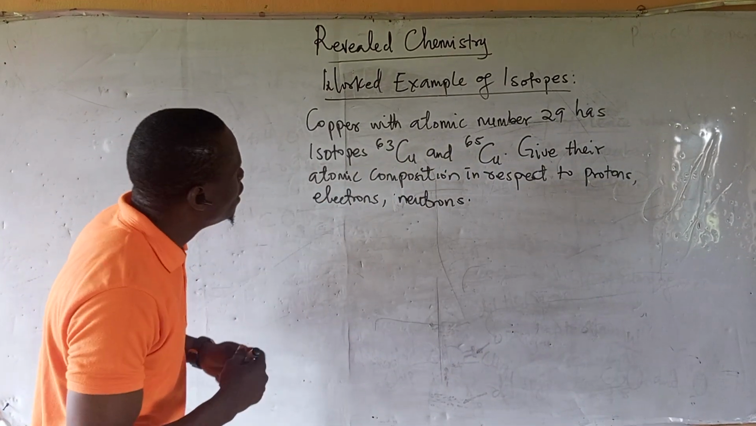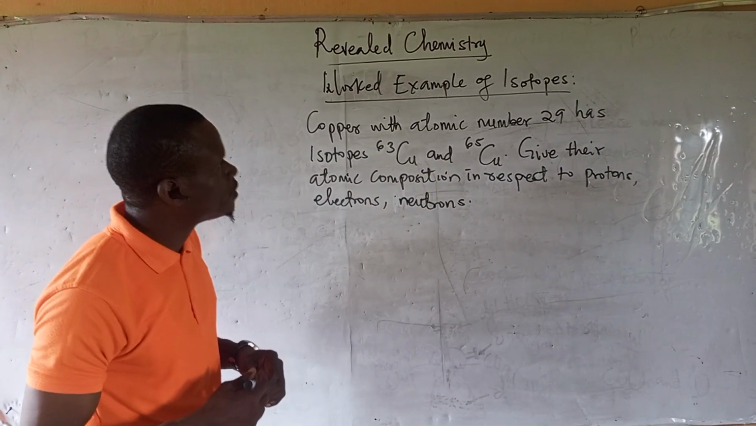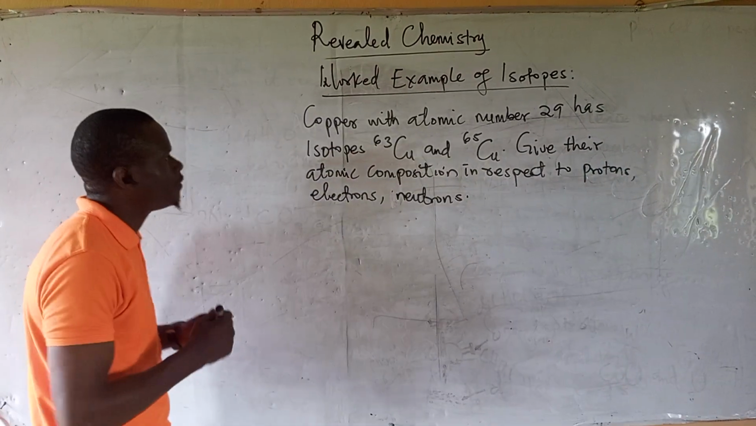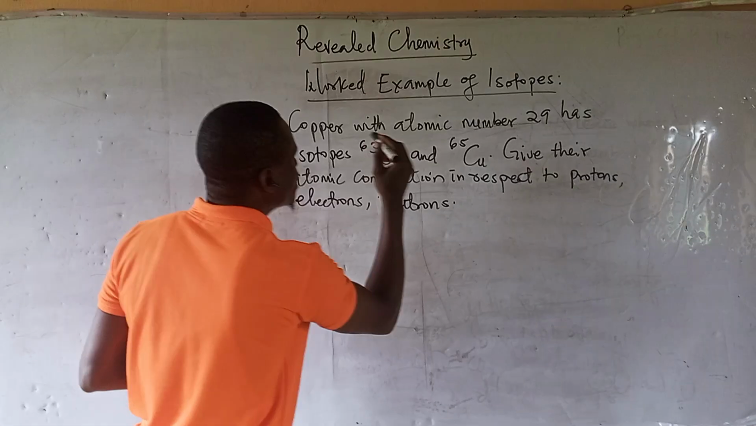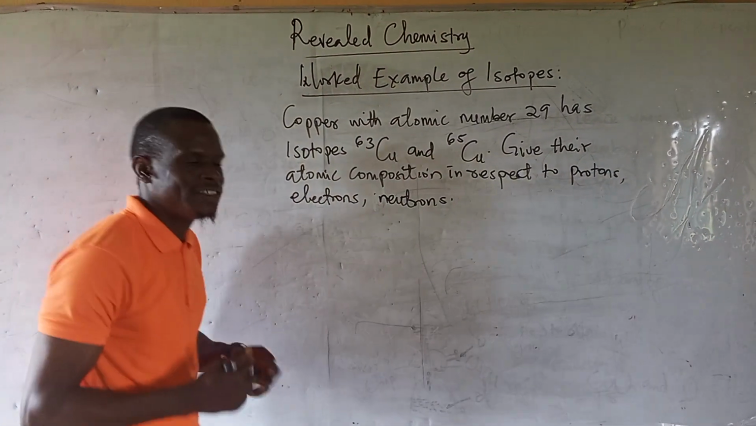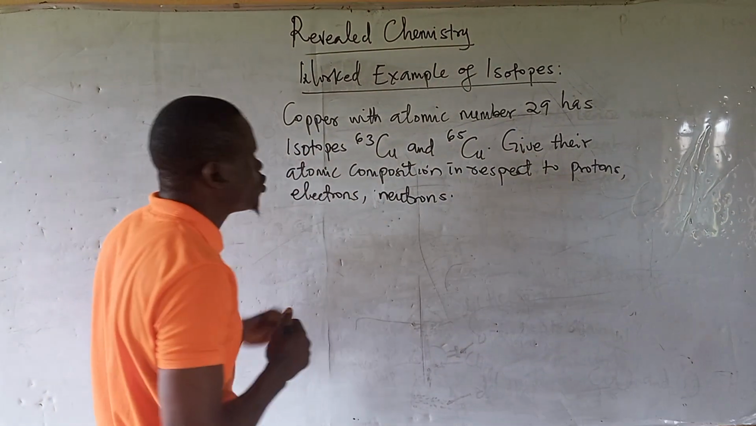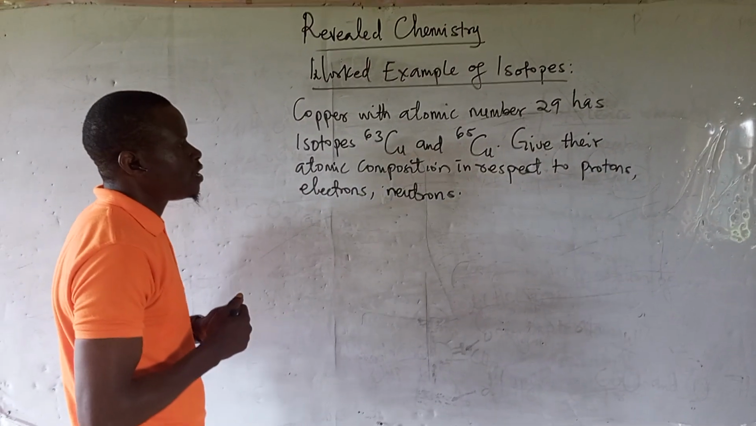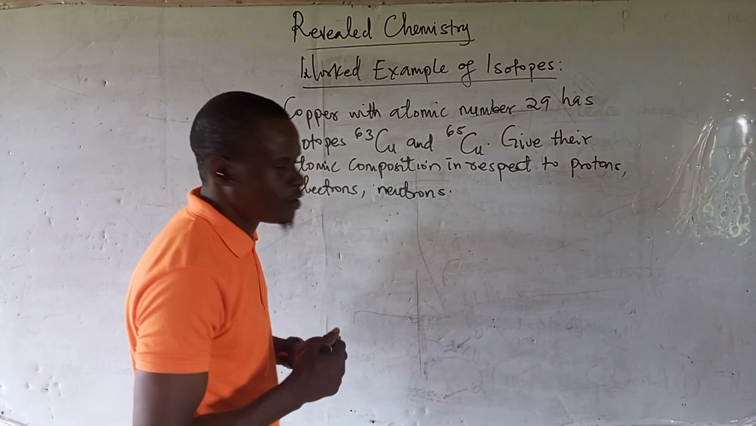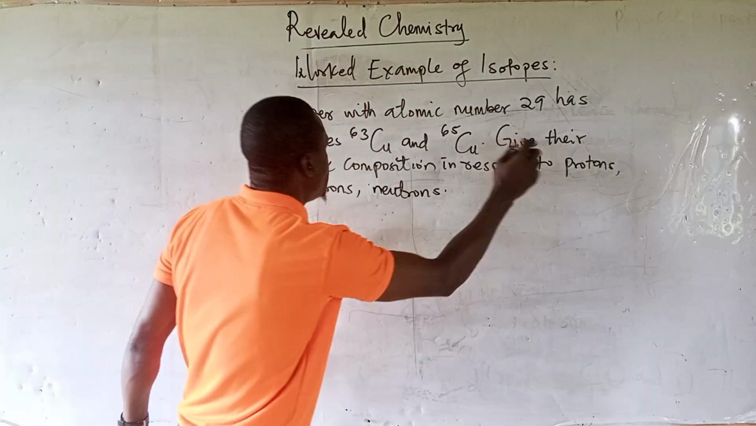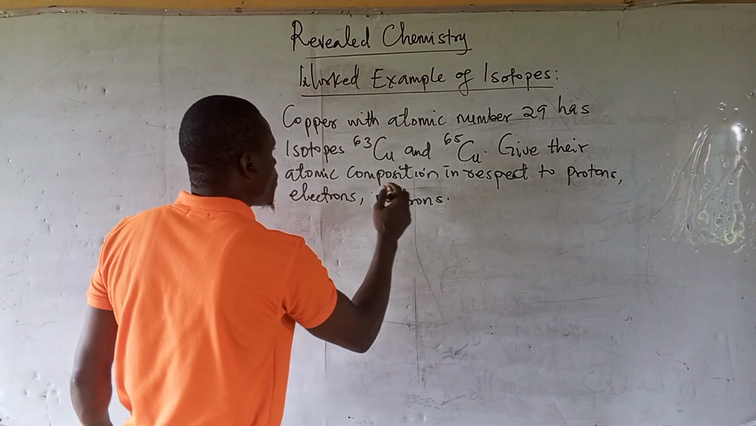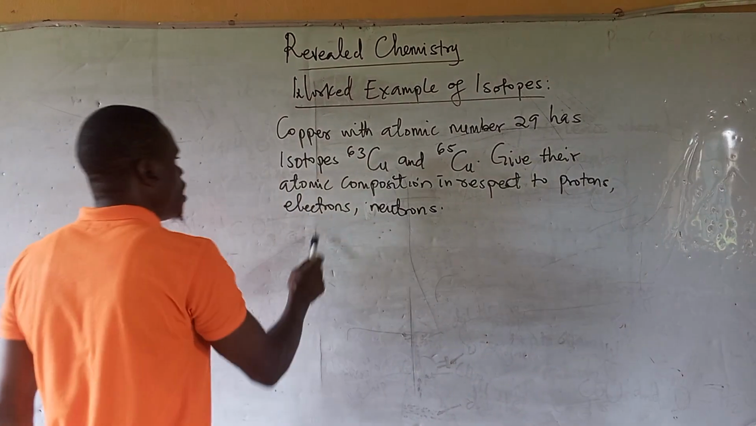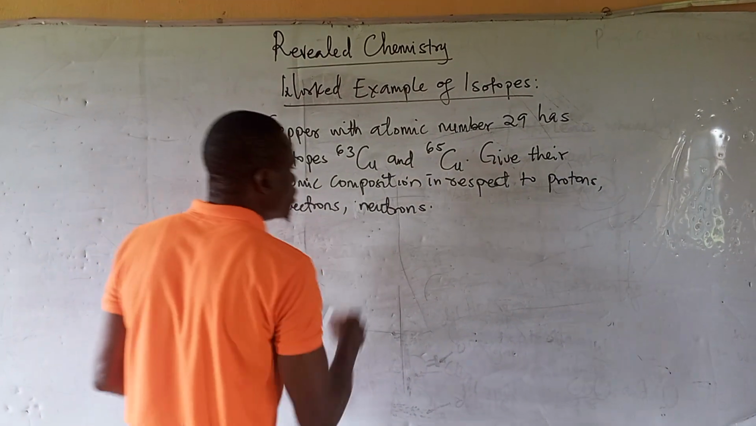Now let's look at a worked example of isotopes. Look at the question here. Copper with atomic number 29 has isotopes 63 copper and 65 copper. Give their atomic composition in respect to protons, electrons, and neutrons.